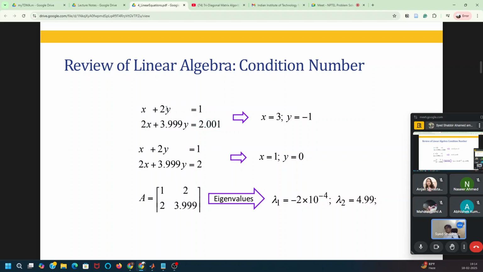Like you can see it is 1, 2, and if I multiply the first equation with 2, you can see 2x plus 4y. So 4 is very near to 3.99999. So they are very close to being linearly dependent. That's why we are getting a very high condition number.